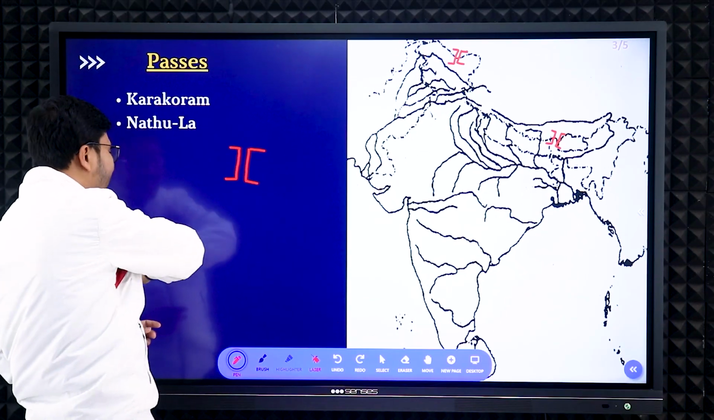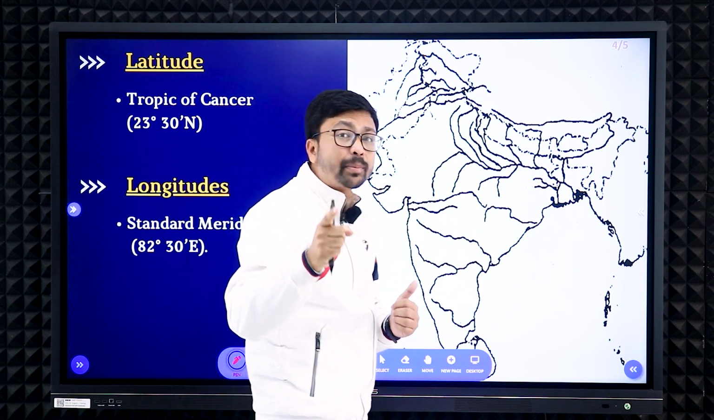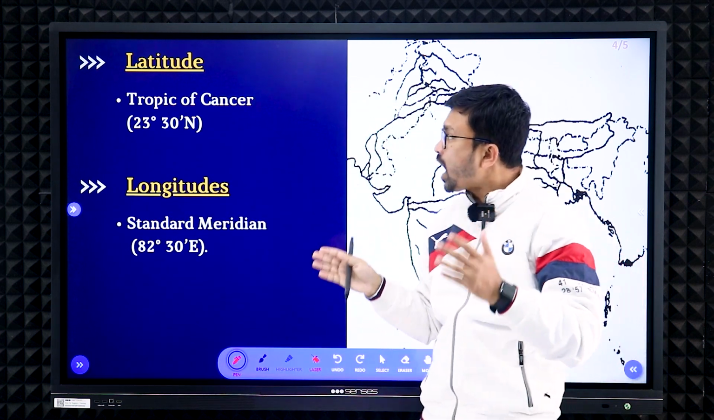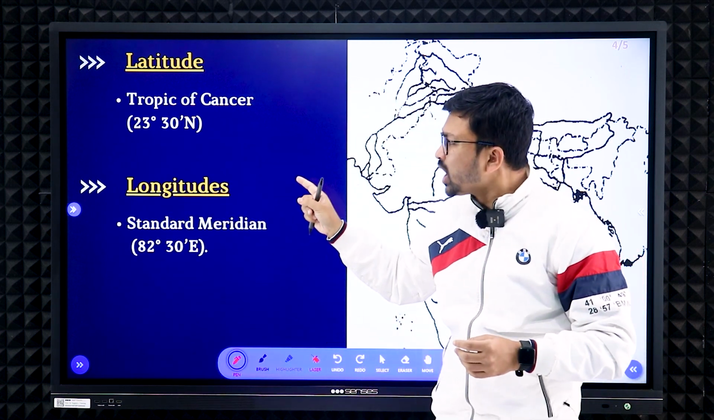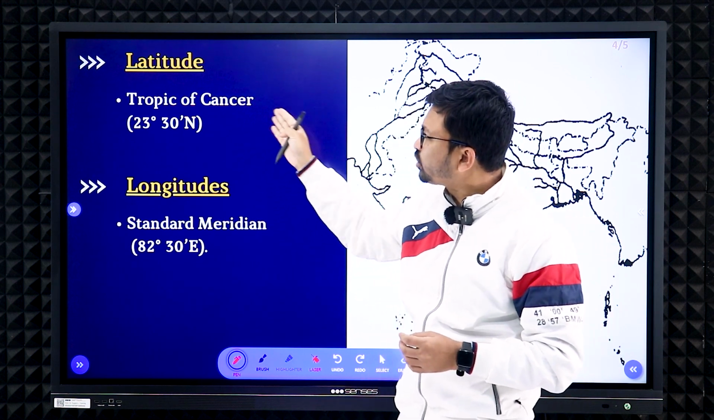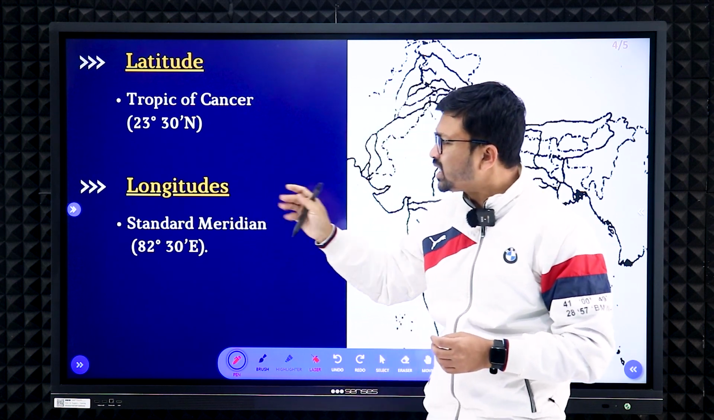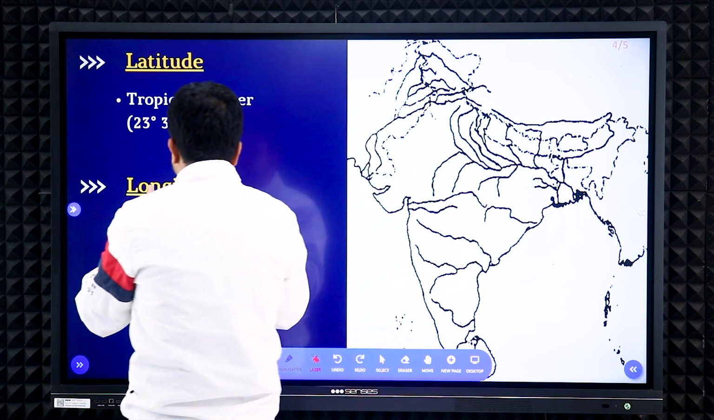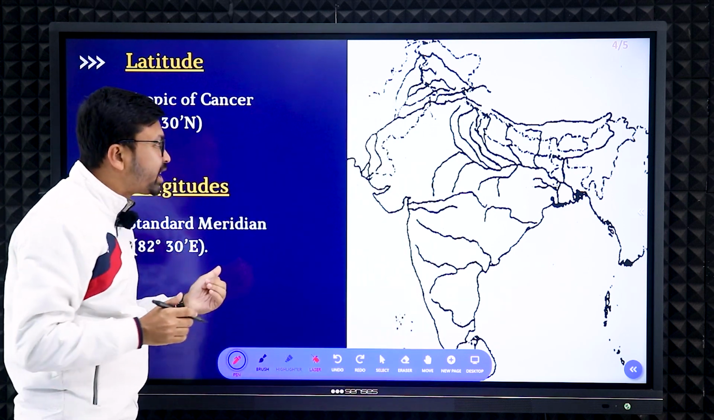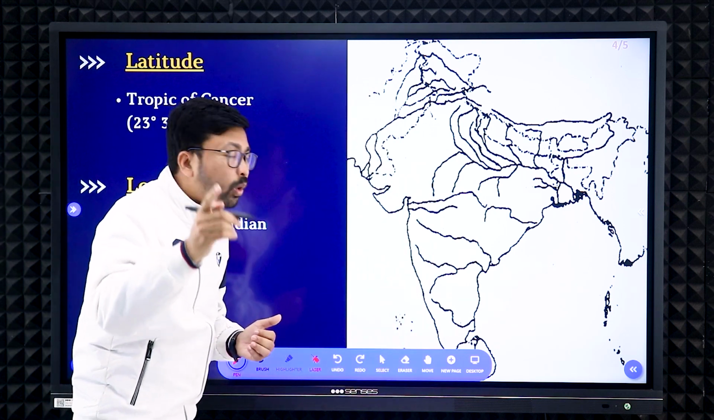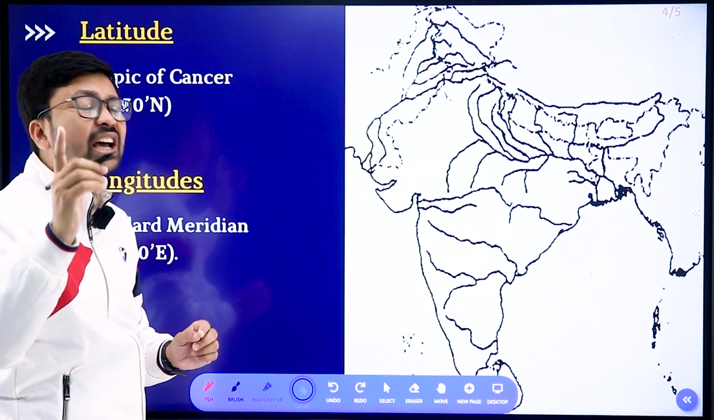So let's go for the other important features, that is the Tropic of Cancer and the standard meridian. According to your syllabus, one latitude and one longitude. Latitude, that is the Tropic of Cancer, and longitude, that is the standard meridian. Now let's start with the longitude, that is the standard meridian, first. For the standard meridian, what are the clues? It will be the river, right?